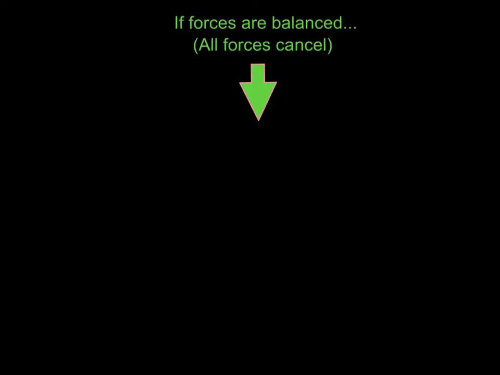So we're going to look at a couple of different cases. The first one is if forces are balanced. If forces are balanced, that means that all the forces acting on an object would cancel each other out. For example, if you had a force to the right and a force to the left, if those forces are balanced, they would cancel out. This idea that all forces cancel each other out leads us to make a conclusion about the acceleration of the object.